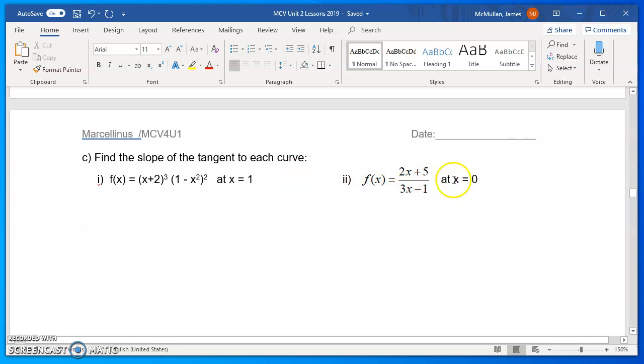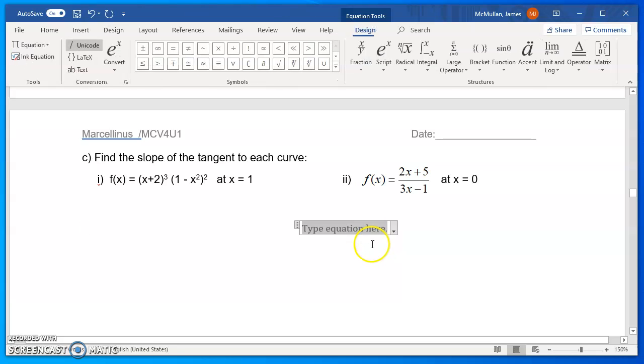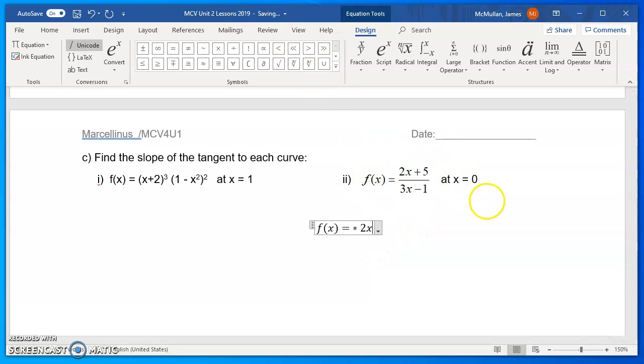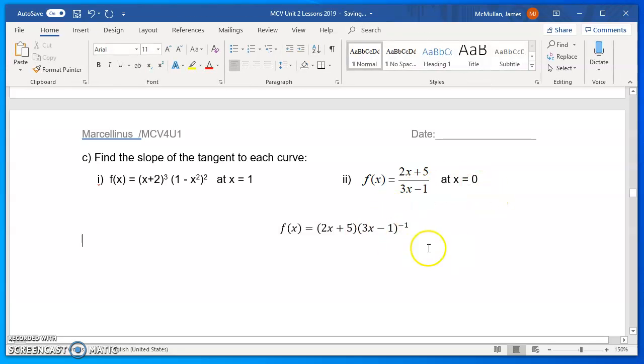I do want to walk through how to do 2 with you though, because 2 doesn't look like a product, right? It looks like a quotient. It looks like we're dividing things. So let me show you how you would do 2. So here we have f of x is equal to 2x plus 5 over 3x minus 1. And now what we're going to do is change it into multiplication using a -1 power to bring that denominator back up to the top.